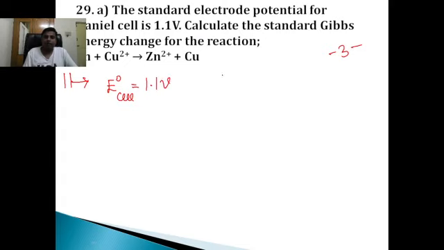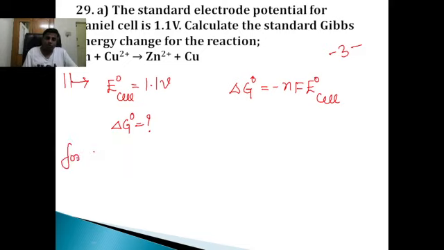You have to calculate the standard Gibbs free energy change, delta G0, for this reaction. What is the formula for delta G0 and E0 cell? We have a simple formula. Delta G0 is equal to minus nF E0 cell, isn't it? Correct. What is n? Number of electrons changed.